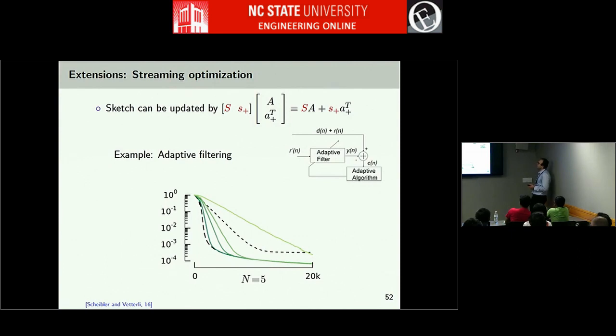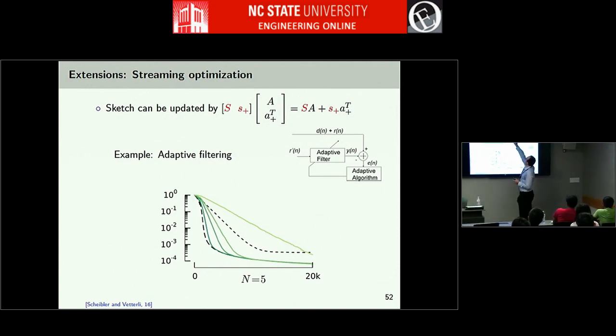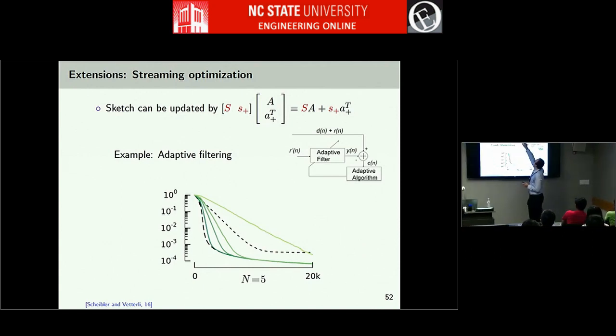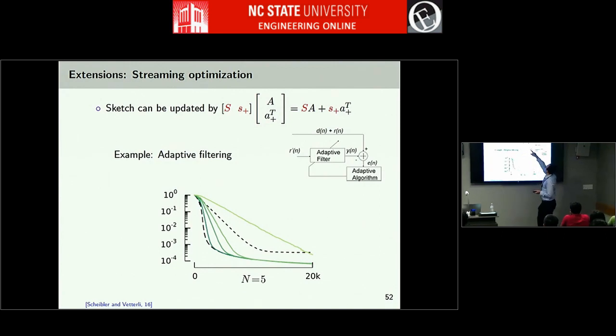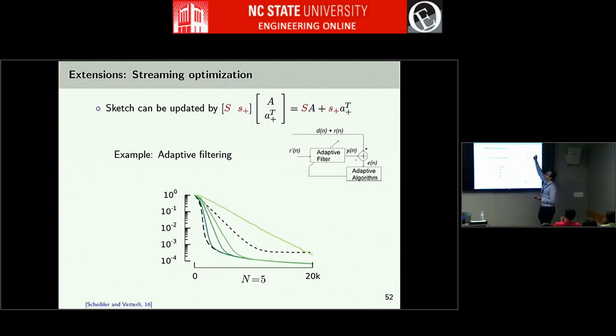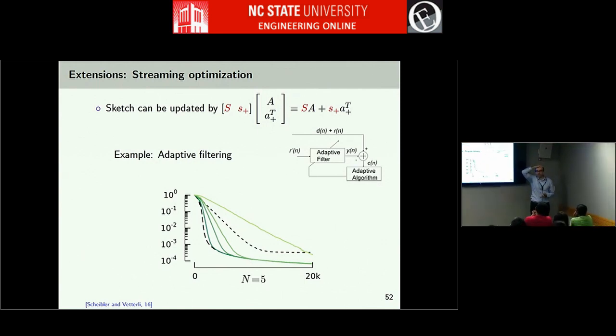And the sketch, when a new data point comes, can be updated very easily, because if you have A, I'm going to have a new row just beneath A, and it needs to be multiplied by the new column in S. But if S is IID, I just keep the old S times A multiplication, and I just form a new S times the new A, right? It can be updated online.